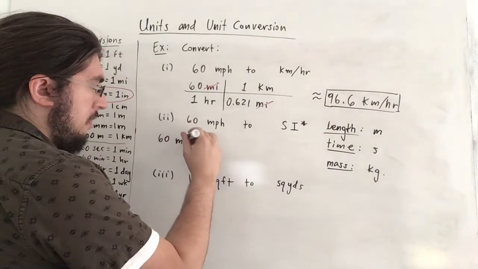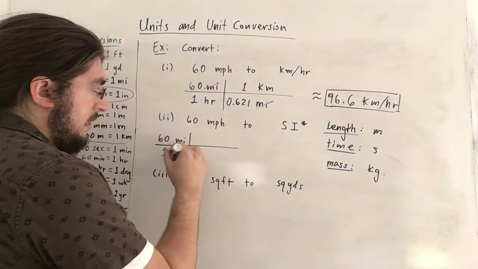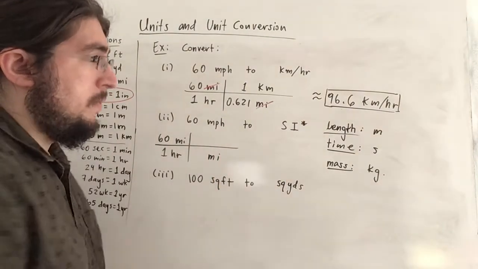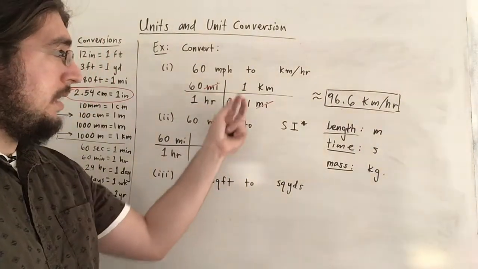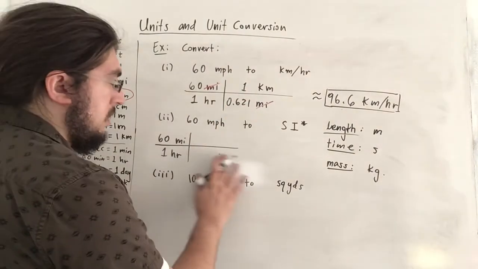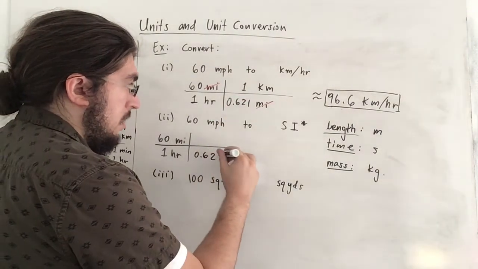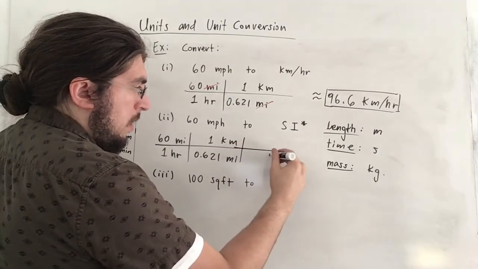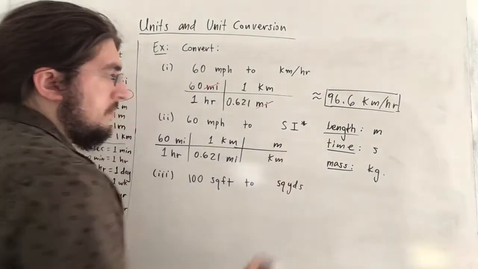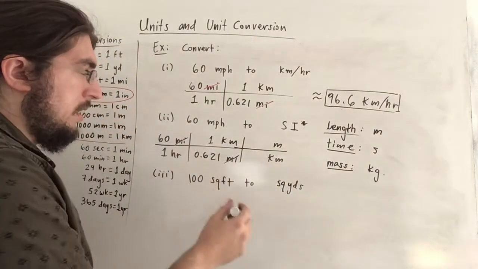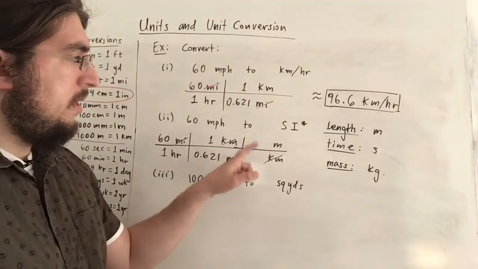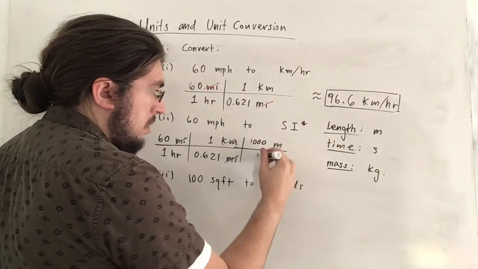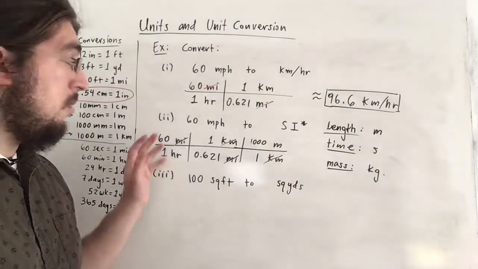We have 60 miles per hour. We know what that's all about. That's 60 miles over 1 hour. And we want to get rid of miles and turn it into meters. Now we know miles into kilometers, so maybe we can just run that argument the same. So to convert miles into kilometers, that's fine. But now we want to get rid of kilometers and introduce meters. So miles cancel and the kilometers will cancel. But notice, how many meters in 1 kilometer? There's 1,000 meters in 1 kilometer. Perfect. And now we're done with the length unit.